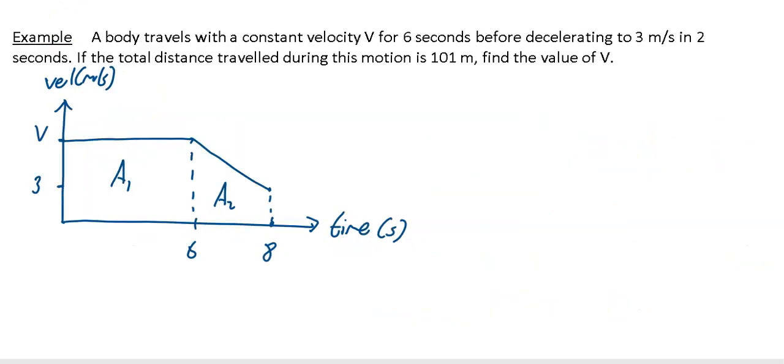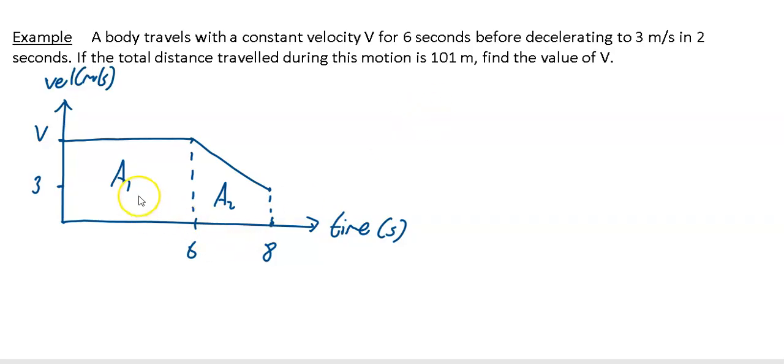Okay, you can see in this example I've gone ahead and drawn out the velocity time graph. The question says a body travels with constant velocity v for 6 seconds. So you can see I've started at velocity v, and it goes horizontal line, constant velocity, for 6 seconds before decelerating down to 3 meters per second, and it does that in 2 seconds. So if it was at 6, the time is now going to be 8. And if the total distance traveled during the motion is 101, find the value of v.